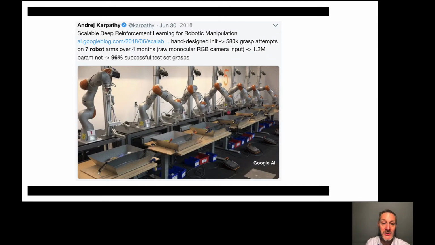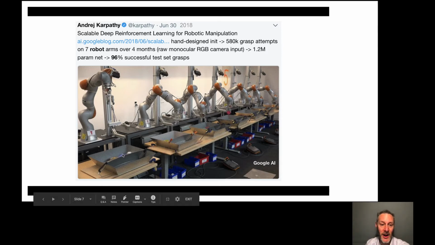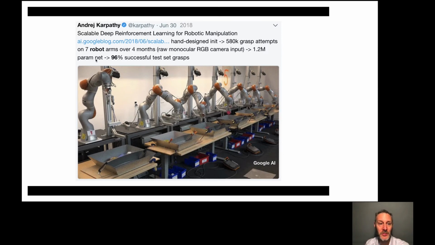Fabio also showed this example, sort of state-of-the-art in robotics from Google. This is what's known as an arm farm. So we have 7 arms here, which were trained over 4 months to manipulate objects in the tray in front of them. They trained a 1.2 million parameter neural network, and at the end, these arms were able to successfully grasp unfamiliar objects in the tray in front of them.